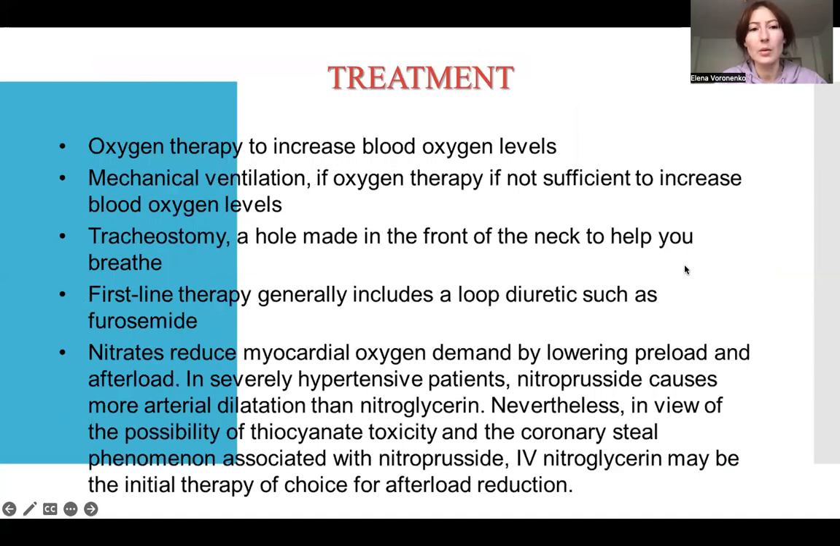Treatment. Oxygen therapy to increase blood oxygen levels. Mechanical ventilation if oxygen therapy is not sufficient to increase blood oxygen levels. Tracheostomy. First-line therapy generally includes a loop diuretic such as furosemide. Nitrates reduce myocardial oxygen demand by lowering preload and afterload. In severely hypertensive patients, nitroprusside causes more arterial dilatation than nitroglycerin.